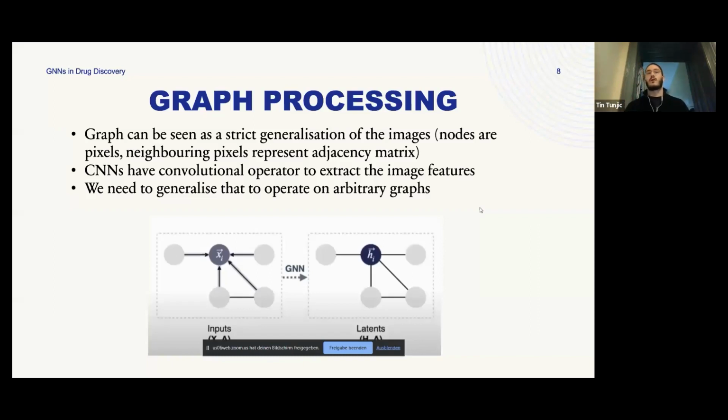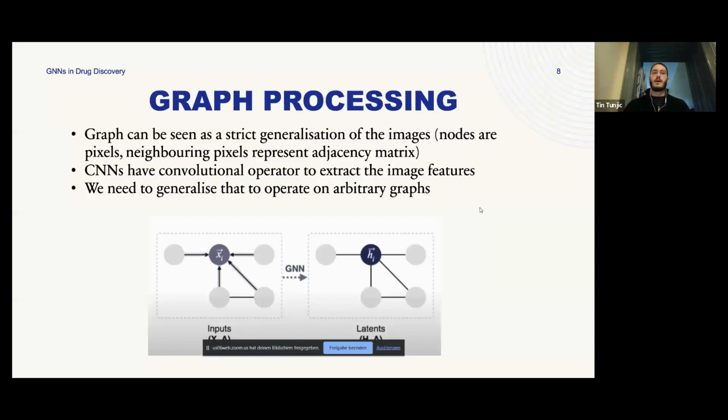In a convolutional neural network, we have a convolutional operator that extracts image features. What you probably know is, let's say you have an image with pixels on a grid space, and then you have, for example, a kernel, and you just slide the kernel and obtain some representation of that image. One of the properties we need for graphs is that graphs are going to be different. They are going to have different numbers of nodes, different numbers of edges, and various other things. So we have to generalize to operate on arbitrary graphs with an arbitrary number of nodes and edges.